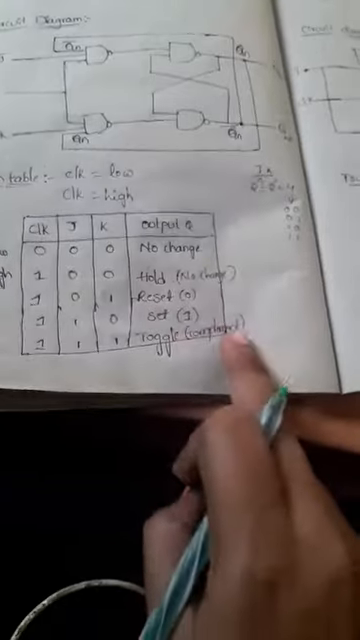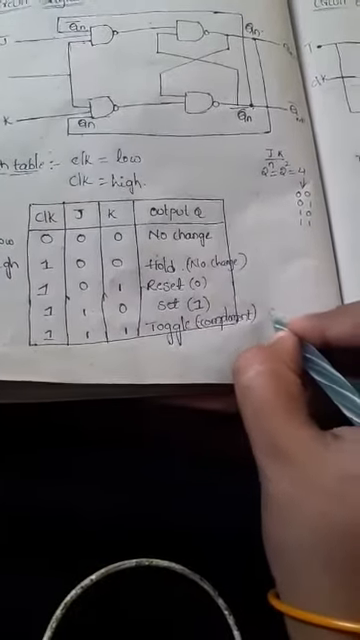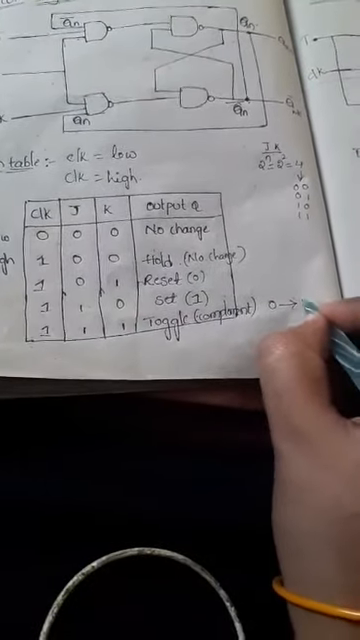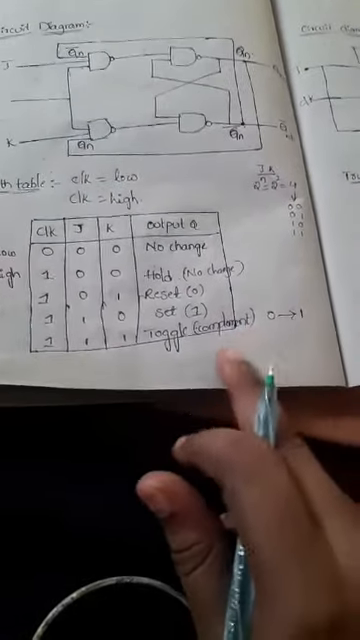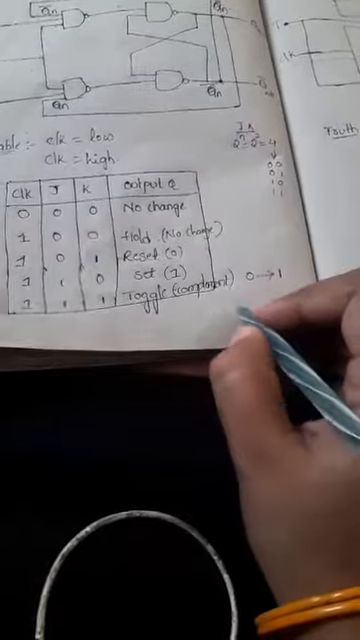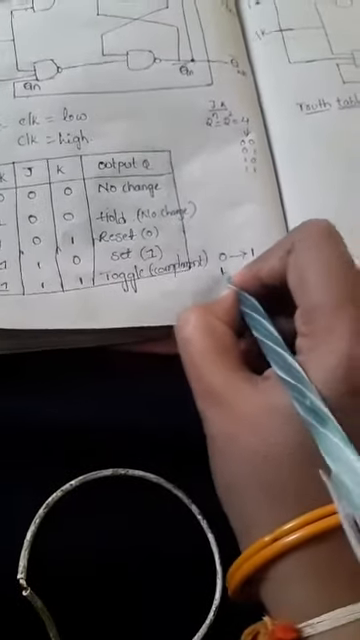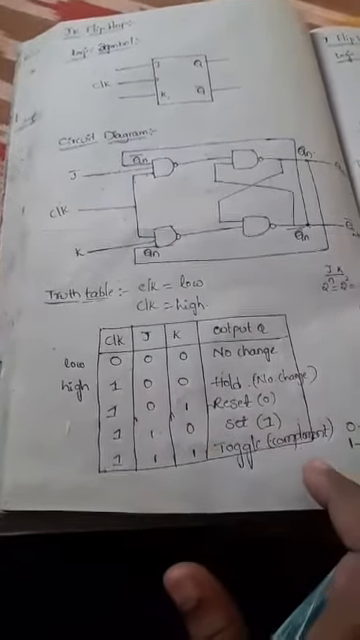So complement is nothing but if you have the input as 0, then it will be converted to the 1 stage, that is toggle. Or if you have logic 1, that will be converted to logic 0, so that is called the toggle case. That means the complement case we call the toggle case. Okay, so these are the outputs we are collecting from the JK flip-flop.